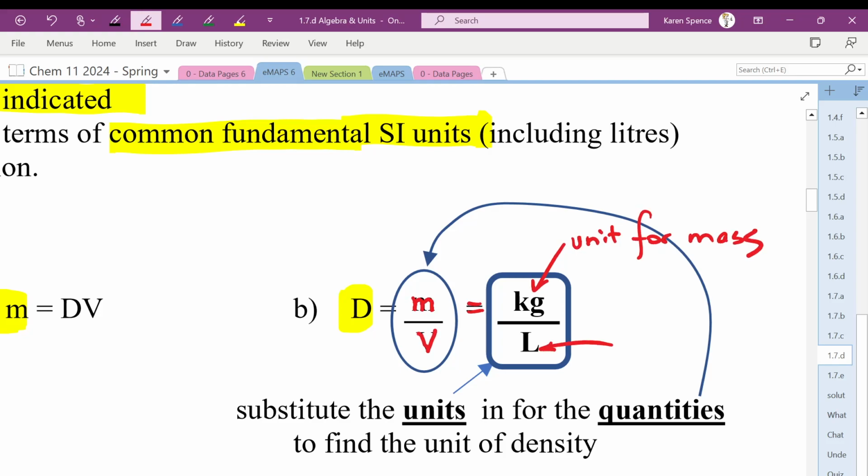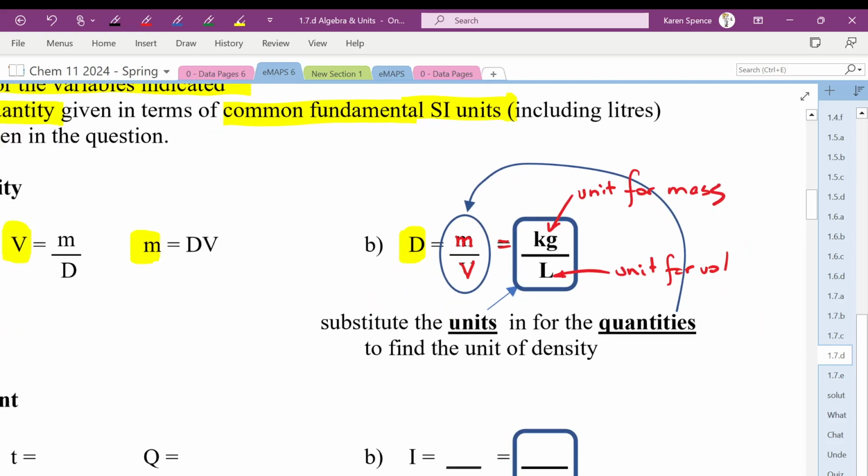and the unit for volume. So we get kilograms per liter. So kilograms per liter is a possible unit for density. Okay, you could also have grams per milliliter or any sort of gram over any sort of liter. Okay, so the little job you are faced with right now is mucking about with these things.